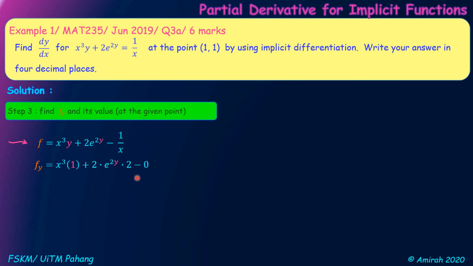Alright. After that, we can simplify fy. So we get fy equals x cubed plus 2 times 2, which equals 4, e to the power of 2y. Now we are done finding fy. Then we can find the value of fy at the given point (1, 1). So at the point (1, 1), fy equals x cubed here, so we replace x by 1. So we have 1 cubed plus 4e to the power of 2. Then we replace y by 1 here. Then we get fy equals 1 plus 4e squared.